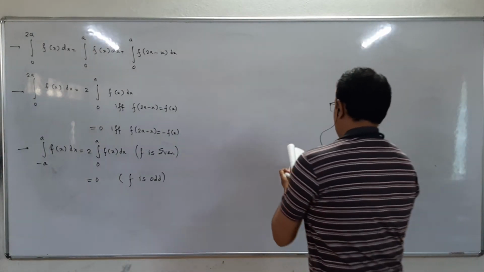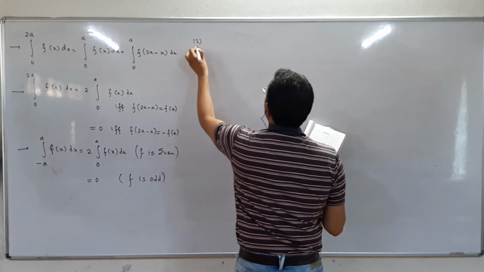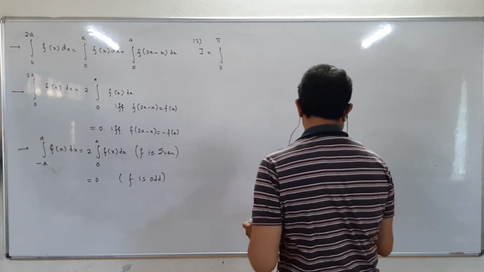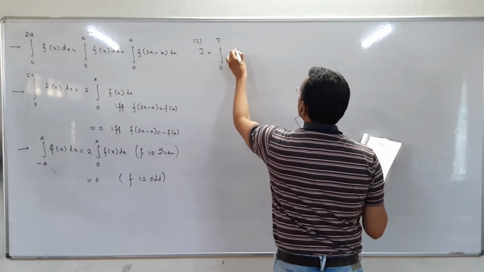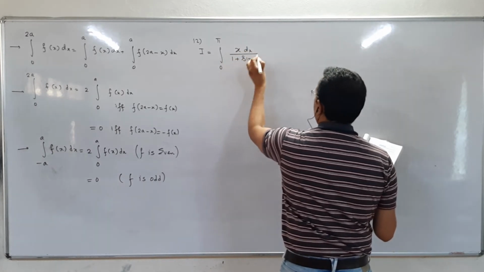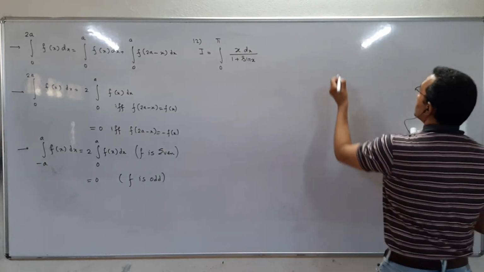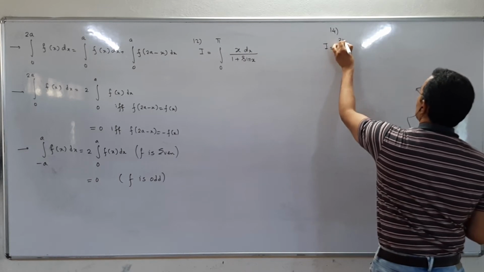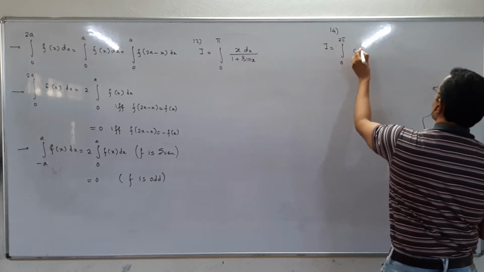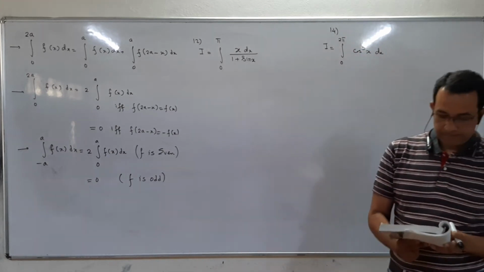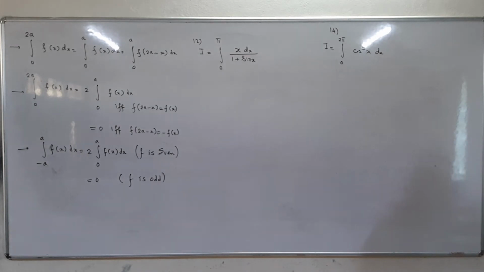Question number 12. I is equal to integration 0 to pi x dx upon 1 plus sin x. Okay, and also I am writing the 14th sum. I is equal to integration 0 to pi cos x raised to the power 5. Okay, students, let us go for simplification of this.